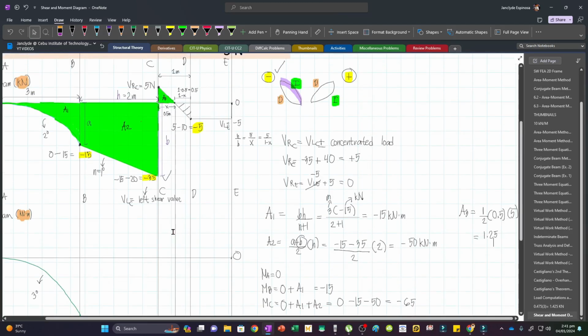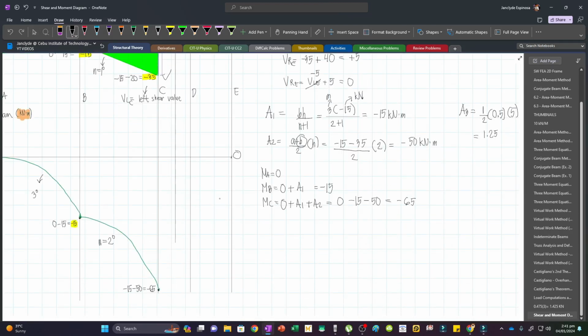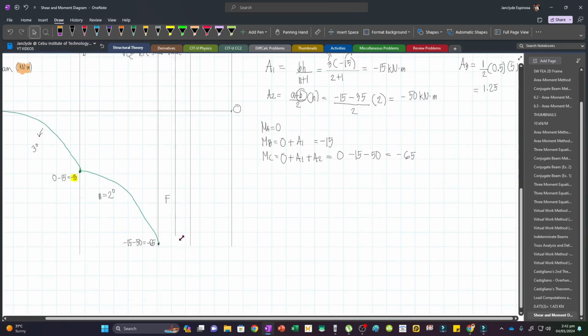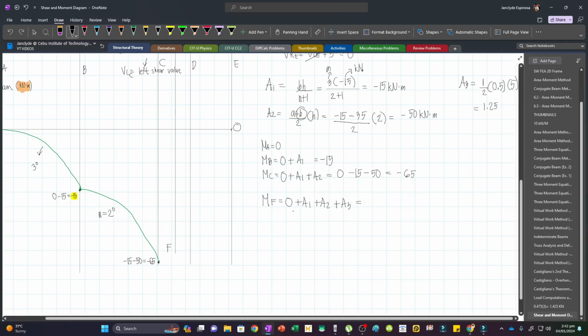Let's say this is point F, because this is a new point. Now since this is a small value, let's just extend this one to make our figure realistic. And so our MF will be 0 plus A1 plus A2 and then plus A3. A1 plus A2 is negative 65, so we can just write this as negative 65.